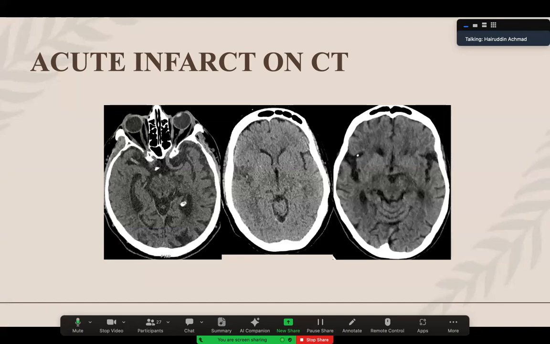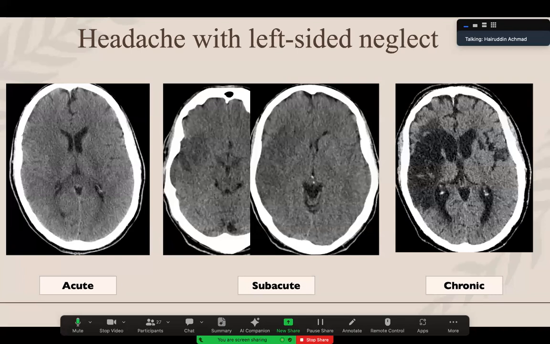Okay. So this is just to show you the different appearances of stroke with different ages. A patient with headache and left-sided neglect. When you have a left-sided lesion, you look at the right side of the brain. This is the first scan when the patient presented acutely. You can see loss of the gray matter along the cortices. This is what we call absence of or poor gray-white matter differentiation. You can't really differentiate the gray matter and the white matter because of the presence of stroke.